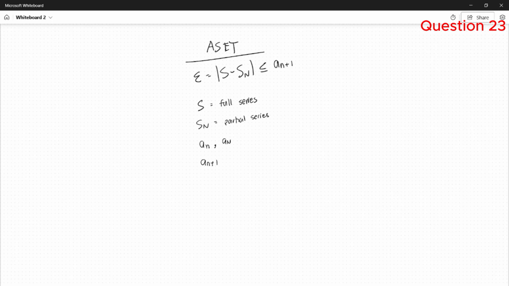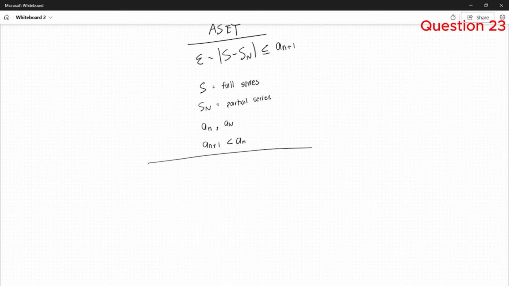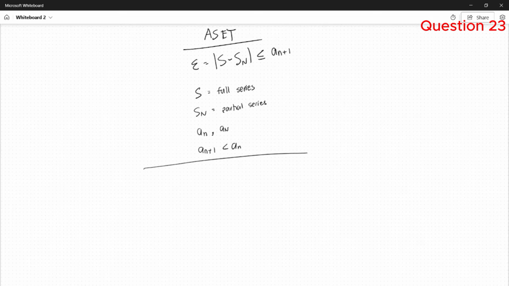So a of n plus 1 must be less than a of n. And with this, we can begin showing why the alternating series estimation theorem works. Let's say that epsilon is equal to the absolute value of s minus S_n, as we've shown above.